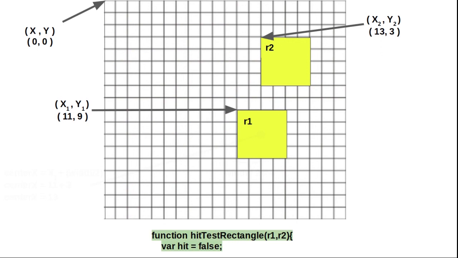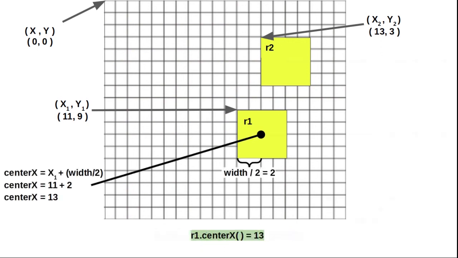In these first two lines of our function, R1 and R2 are passed as parameters, and a variable is created named hit and set to false. This is the variable we will return when the function is complete. A rectangle's center x-coordinate is found by adding half of the rectangle's width to the rectangle's x-coordinate. In this example, R1's x-coordinate is 11, and half of its width is 2, making its center x equal to 13.